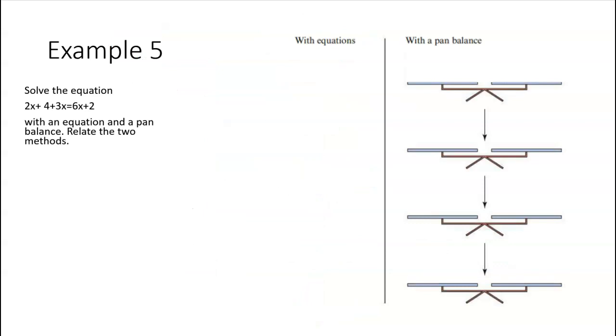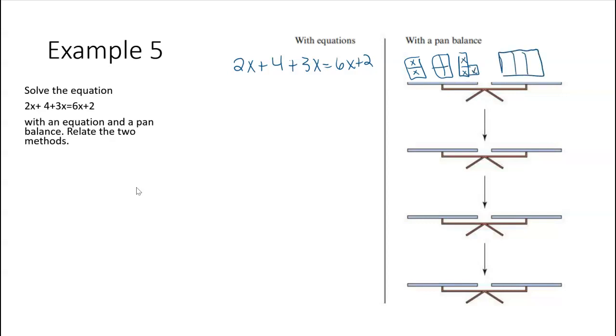So solve the equation 2x plus 4 plus 3x equals 6x plus 2. So starting with equations, we've got 2x plus 4 plus 3x equals 6x plus 2. So that's going to be x, and we've got 4, and then 3 more x's. And then over here we have 6 x's, x, and then 2. All right, so let's combine like terms.